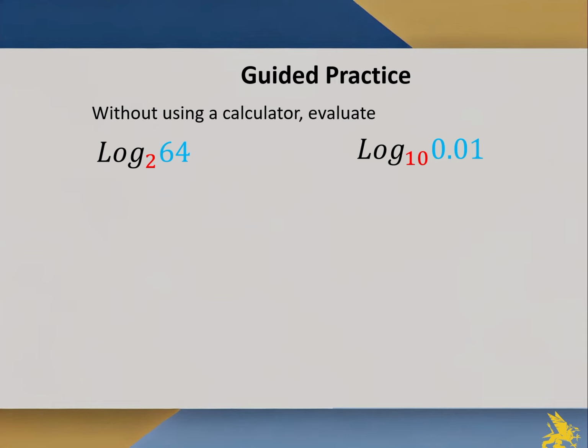Okay, so without a calculator, let's try and evaluate this. So log base 2 of 64. The first thing I'm going to do is use the exponent relationship. So I know this will be 2 to the power of what equals 64. 2 times 2 times 2 times 2 is going to need to be 6 lots of 2's.